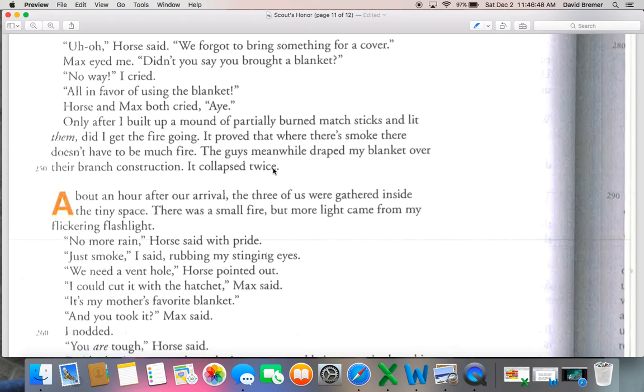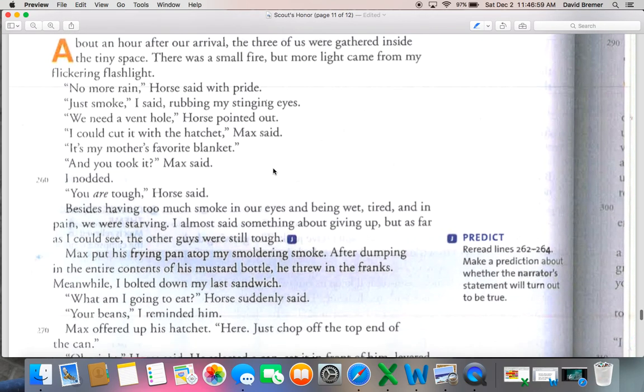It collapsed twice. So now they've got this fire that's doing more smoking than it is burning, and they've got a blanket over these sticks that keeps falling down. So it's not going well for the boys right now.